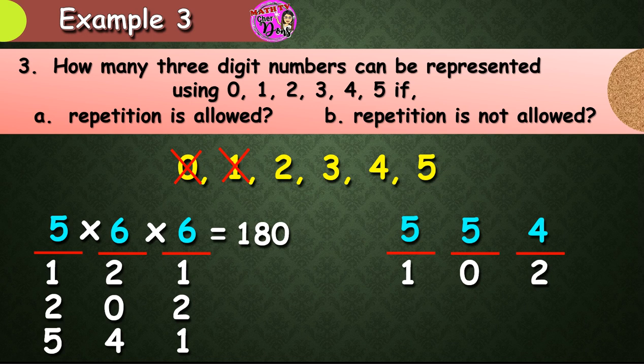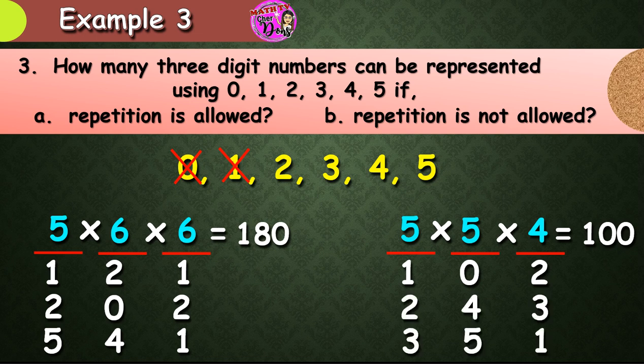Okay, let's multiply this. 5 times 5 times 4 is equal to 100. So therefore, we can have 100 combinations of 3-digit numbers without repetition. 243 and 351 are included in the 100 combinations of 3-digit numbers without repetition.